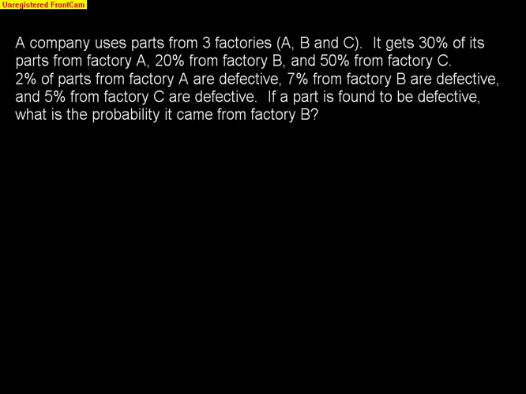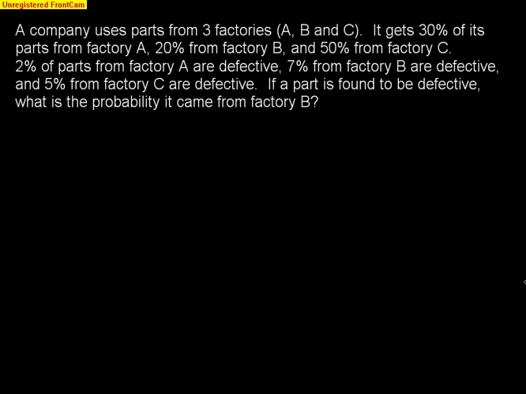So a company uses parts from 3 factories, A, B, and C. 30% of its parts come from factory A, 20% from factory B, 50% from factory C, and that should add up to 100% for all the parts, and I believe it does. 2% of parts from factory A are defective.